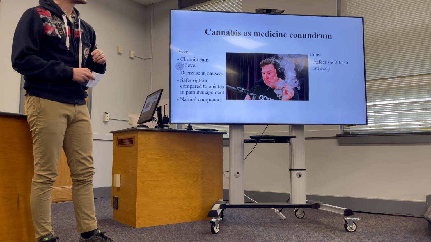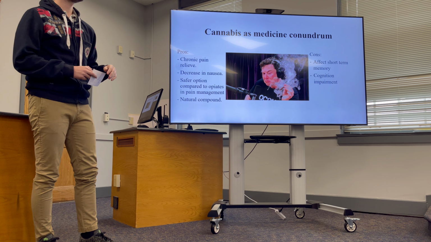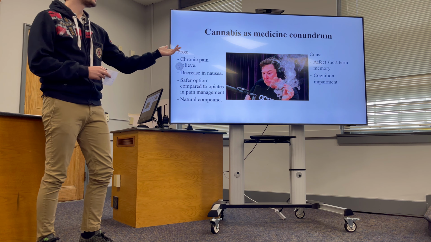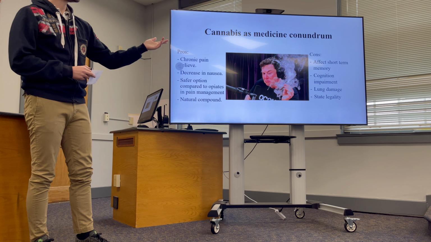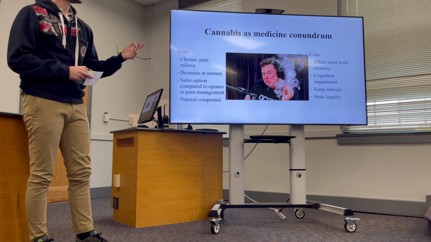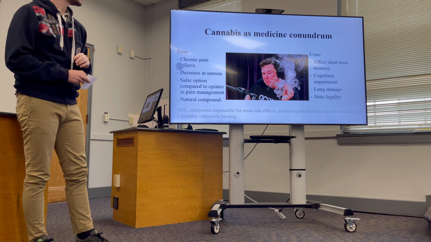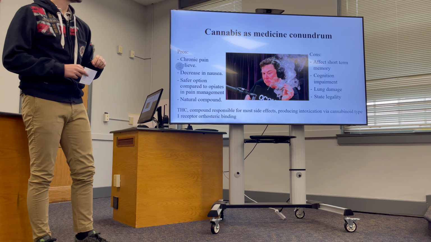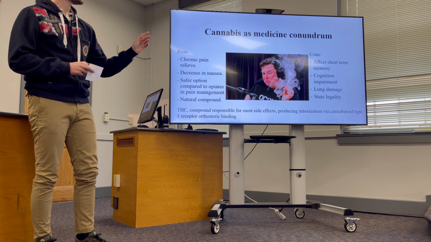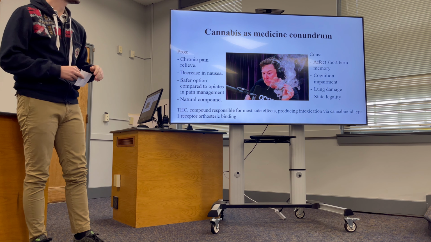Some of the cons are that it affects short-term memory. It gives cognition impairment. This is why people are not allowed to drive while under the influence. It produces lung damage as a result of the combustion, and depending on the state, it has a difference in legality. THC is one of the compounds responsible for most side effects, and this is because it produces the intoxication via cannabinoid type 1 receptor orthosteric binding.